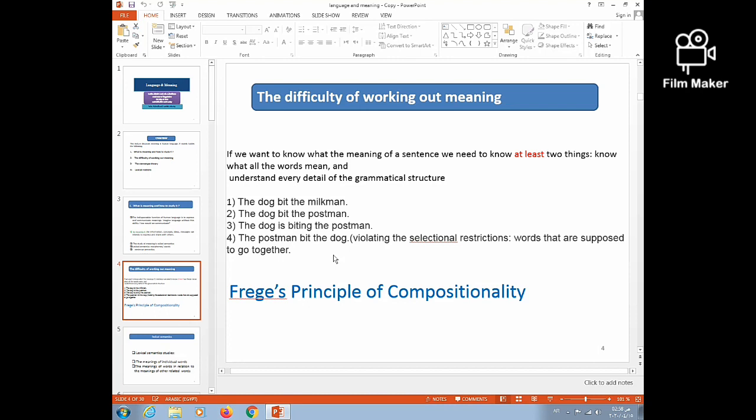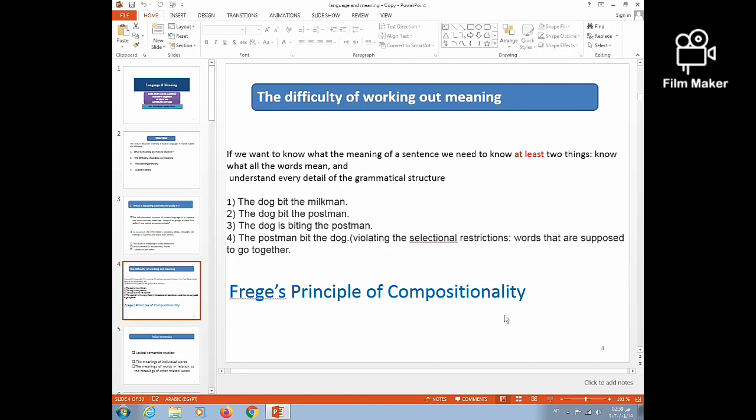Let's take another example. The car eats. What's the problem here? The car cannot go with the word eats, because the car is inanimate. It's not a living thing. It cannot eat, and therefore the whole sentence turns ungrammatical.